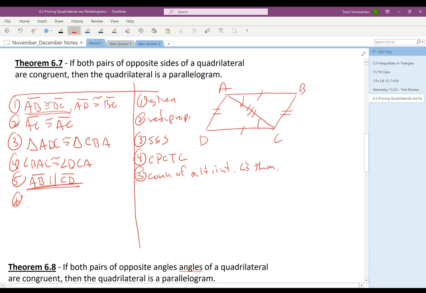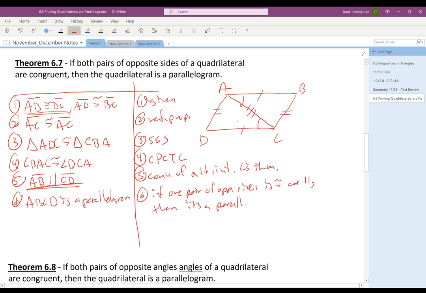So that's enough to say that ABCD is a parallelogram. And that is if one pair of opposite sides is congruent and parallel, then it's a parallelogram. That's our reason for showing that ABCD, given opposite sides are congruent, is a parallelogram.